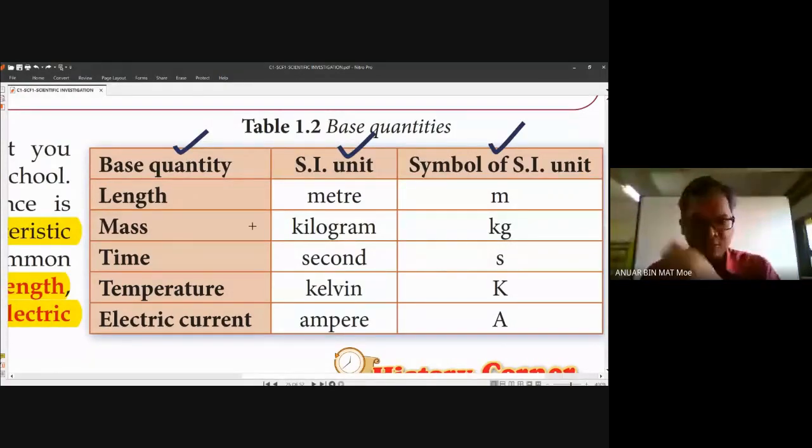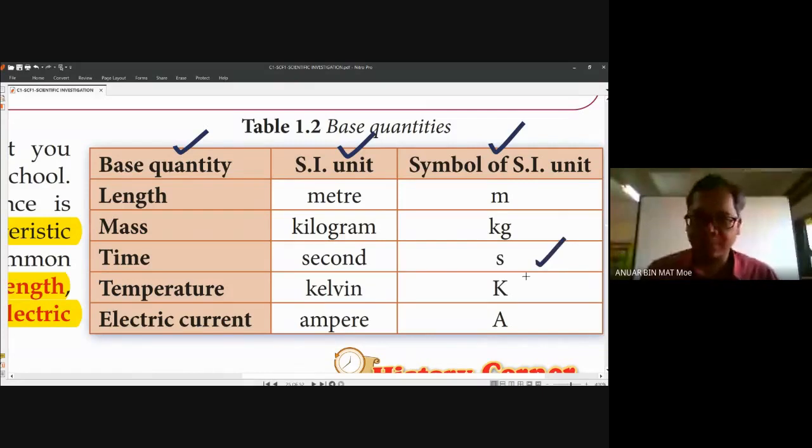And then for the rest of the base quantities, the next one is time. We measure the time. What is the SI unit for time? The SI unit for time is second, and the symbol is the small s.